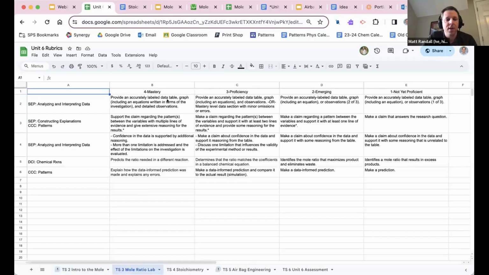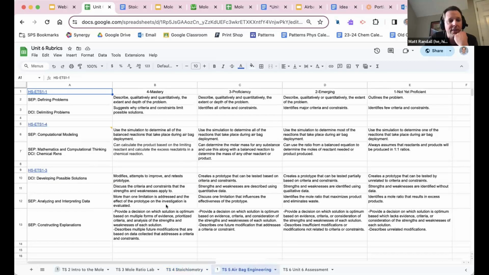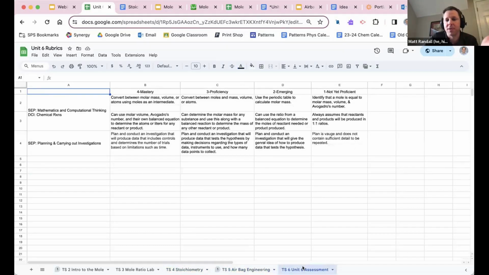Task set 3 is our mole ratio lab. I won't read them, but these are the different things that we're assessing in that lab, categorized into science and engineering practices, the DCIs or content standards, and then the cross-cutting concepts. Our test for stoichiometry is basically starting with anything as a product and getting to anything as a reactant: mass, volume, number of particles. Then our airbag engineering standards, and also the Unit 6 assessment, which is what we're going to look at.